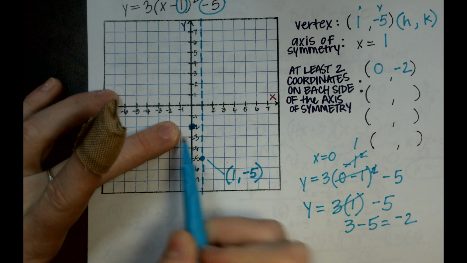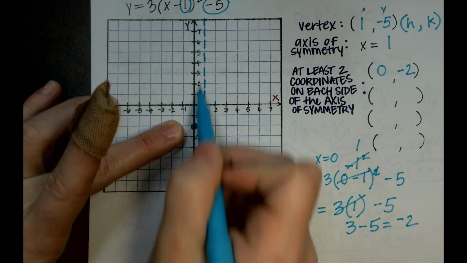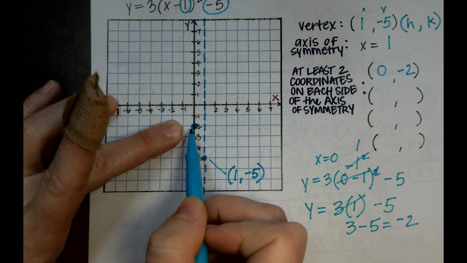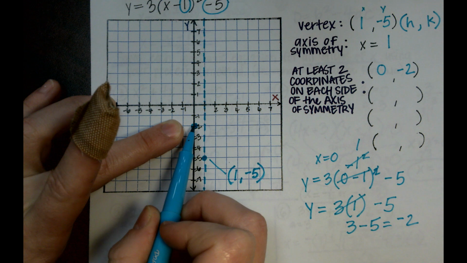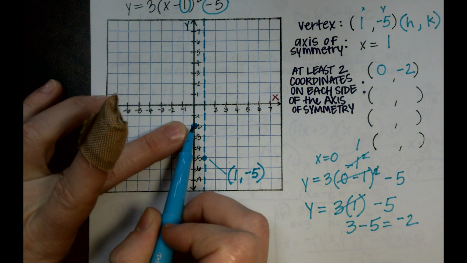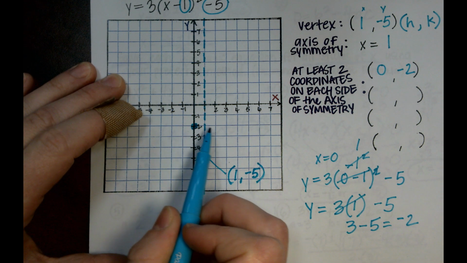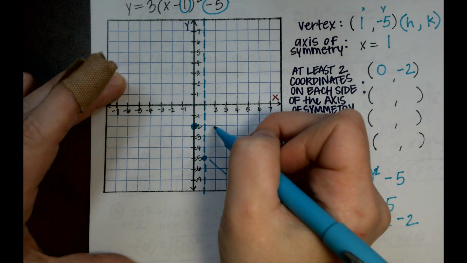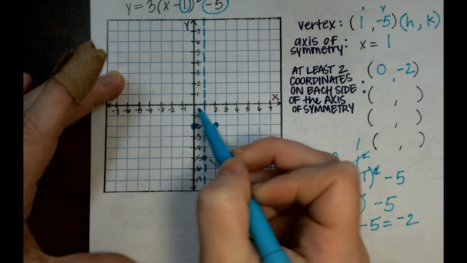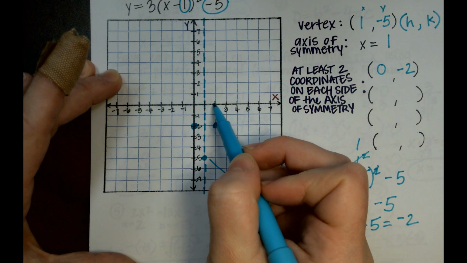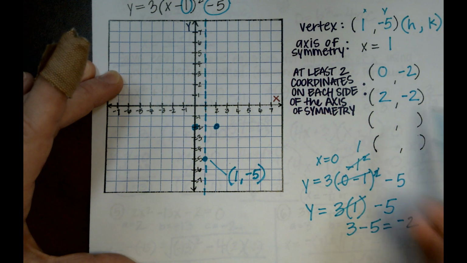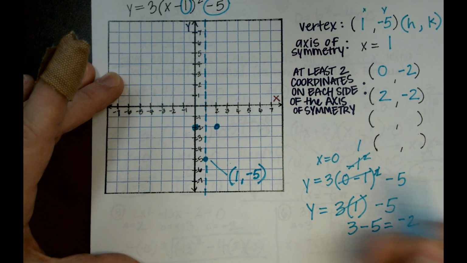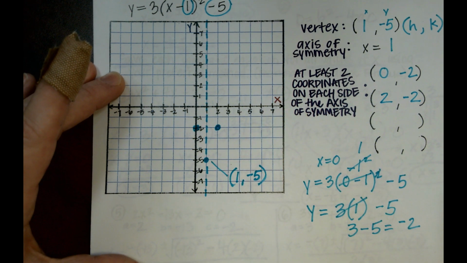And guess what? This is what makes this really nice and easy. This is an axis of symmetry, meaning whatever is happening on one side is also happening on the other. So if I have a point right here at 0, negative 2, where is another point that's symmetrical? Right across the little axis here. Exactly. We also know that we have x is 2 and y is negative 2. So there's 2 points already. You're halfway done.